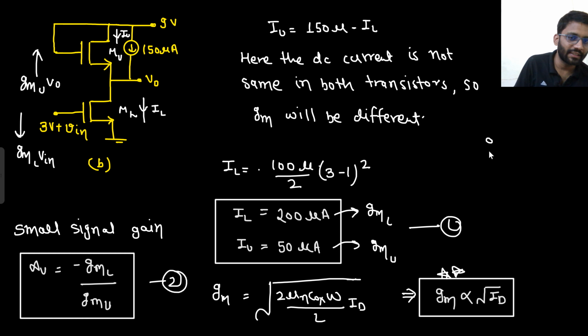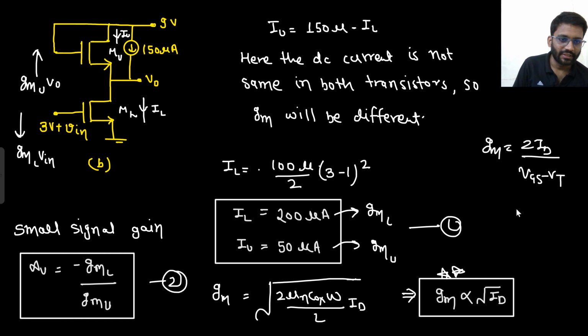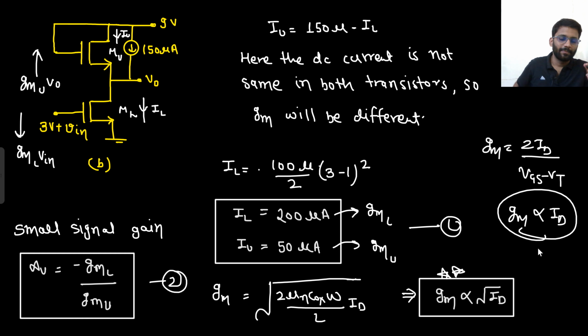Now no one will say that, sir, this was the formula, no, 2 ID upon VGS minus VT. Then you can say that, sir, GM is proportional to ID. If you say that, you are actually very unattentive. You are not listening to the lecture.